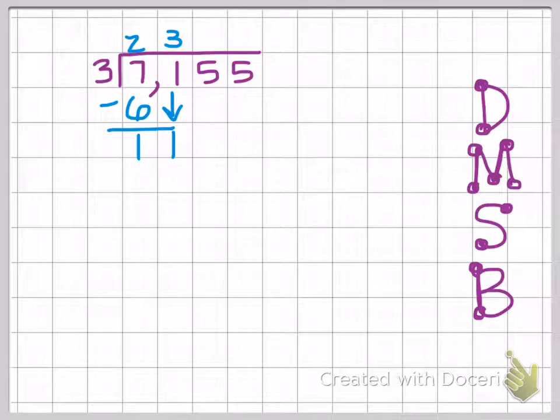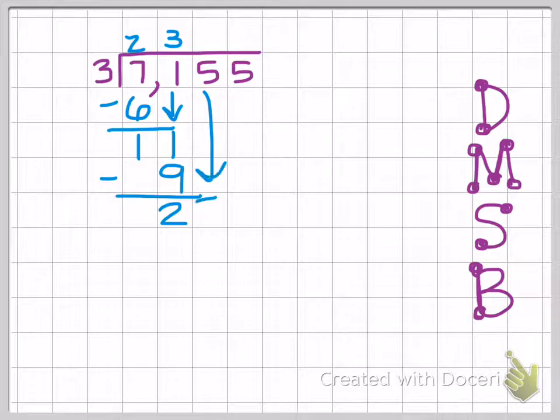And then I multiply 3 times 3. 3 times 3 is 9. Next I subtract. 11 minus 9 is 2. And I bring down the next digit.